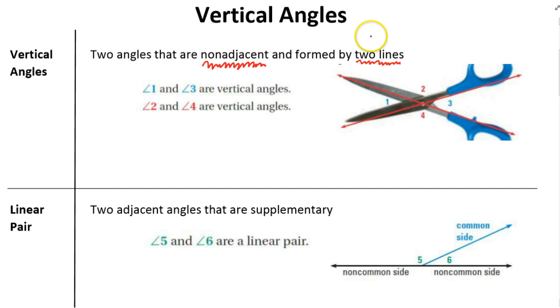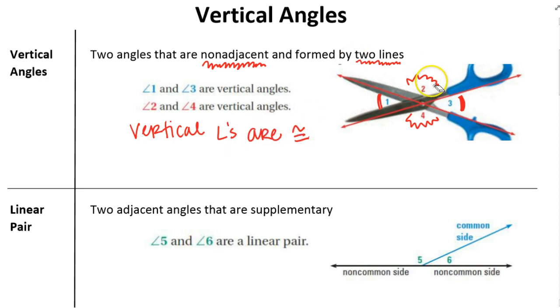So looking at this picture, angle 1 is vertical to angle 3, and angle 2 is vertical to angle 4. And the interesting news, at least interesting for me, hopefully interesting for you, is that vertical angles are congruent. So let's write that down. Vertical angles are congruent. So if angle 2 was 50 degrees, angle 4 would be 50 degrees. If angle 3 was 100 degrees, angle 1 would be 100 degrees.